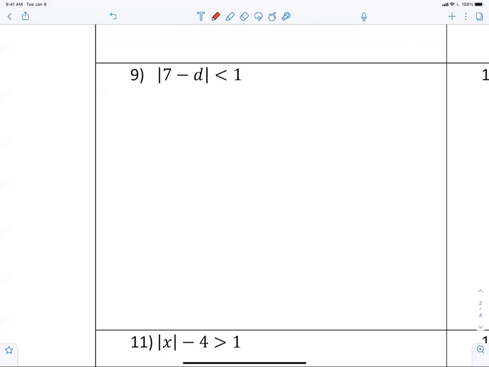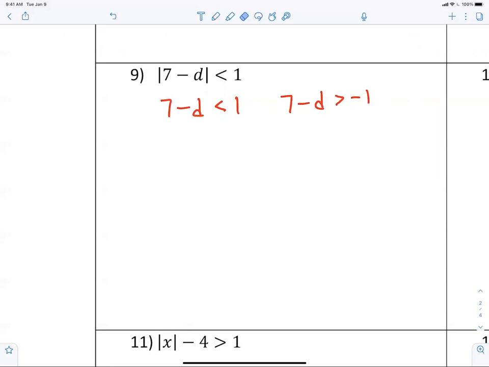Brennan, what am I writing? 7 minus d is less than 1. And then 7 minus d is greater than -1. Thank you very much. All right. Very nice.